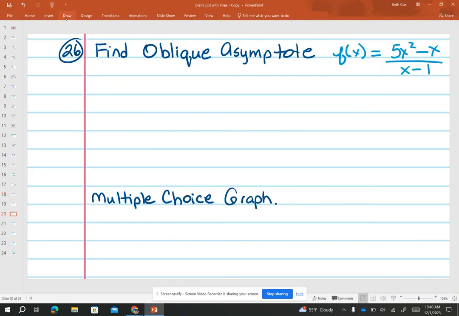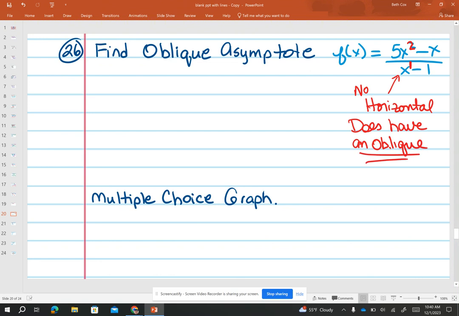First of all, it has to be big on top, and it has to be big on top by exactly 1 degree. So this one has no horizontal, because it's big on top, but it does have an oblique. I'll write it correctly. So, big on top by 1 degree, it has an oblique. That's the rule. How do we find it?